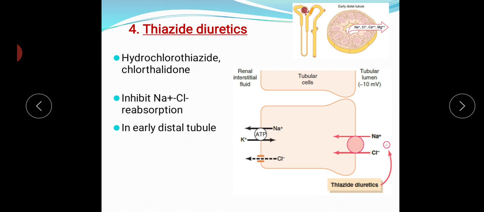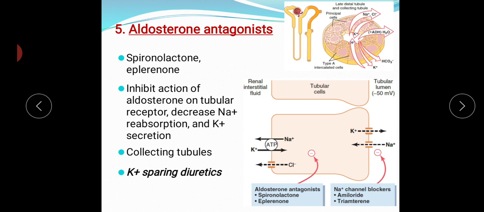Okay, next are the aldosterone antagonists. Now I'm coming to these drugs, these substances that are basically working at the late portion of the distal tubules and also the collecting duct.